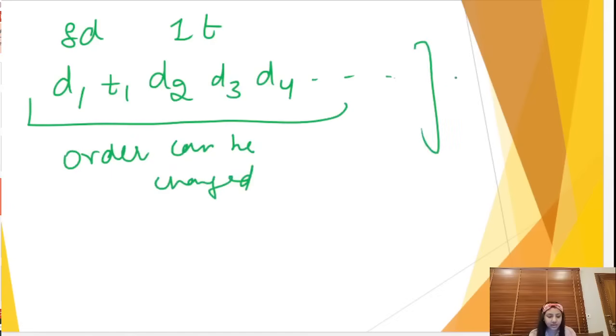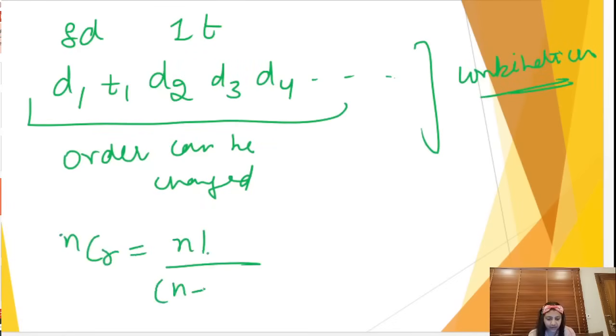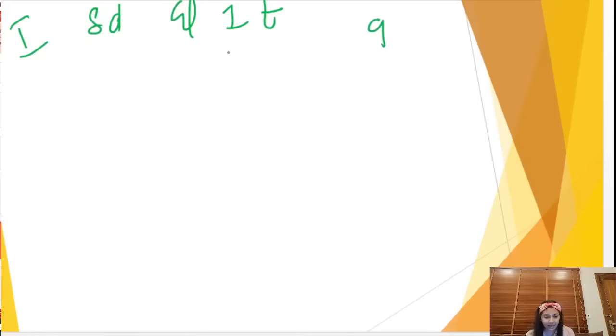So this is nothing but a combination. When the order doesn't matter, we take the combination, so the number of different ways of arranging will be nCr, which is n factorial upon (n minus r) factorial into r factorial. So for the first arrangement, where we have 8 doubles and 1 triple, in how many different ways can it be arranged? Total there are 8 plus 1, so the value of n is 9.